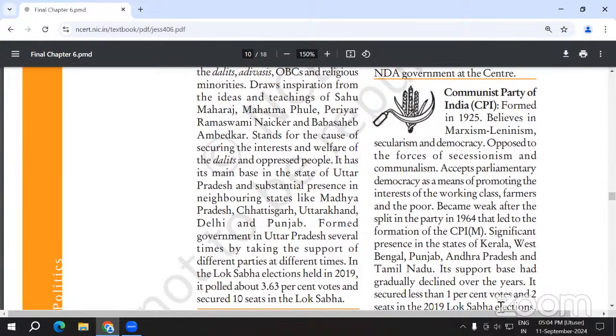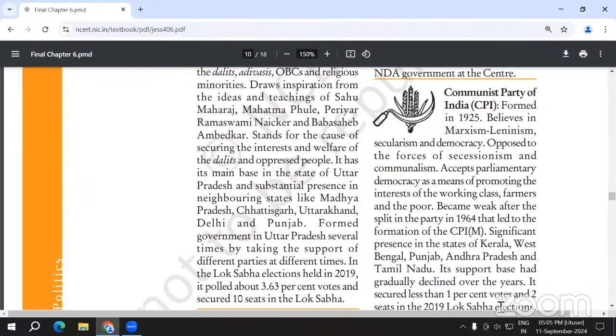So, what all are its principles? The first principle: it believes in Marxism and Leninism. Have you heard about these two persons? Karl Marx, have you heard about him? Lenin, you have heard about him. So Vladimir Lenin was the leader of the February and October Revolution. So this particular party believes in the principles of these two personalities.